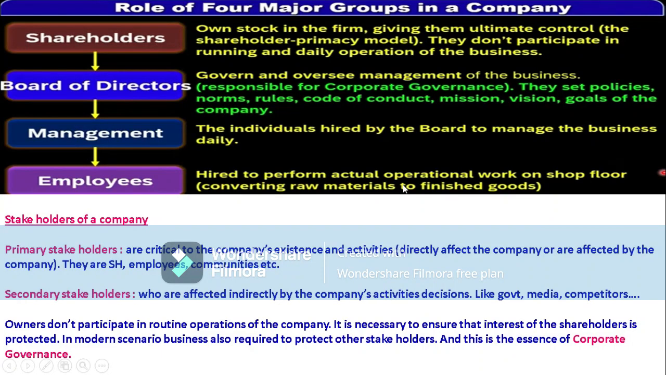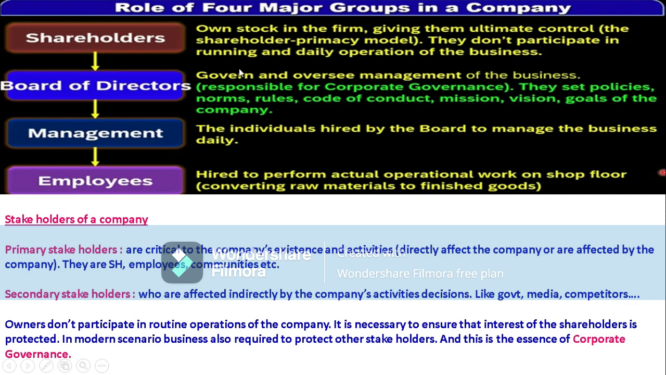Next, let's see the role of four major groups in a company. These persons are important in the organization. First and foremost are the shareholders, because they invest their money in the company and become the owners of the company. To the extent of how many shares they purchase, to that extent they are the owners of the company. They own stock in the firm, giving them ultimate control, the shareholder primacy model.